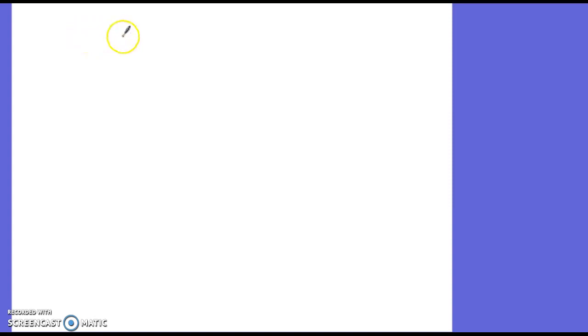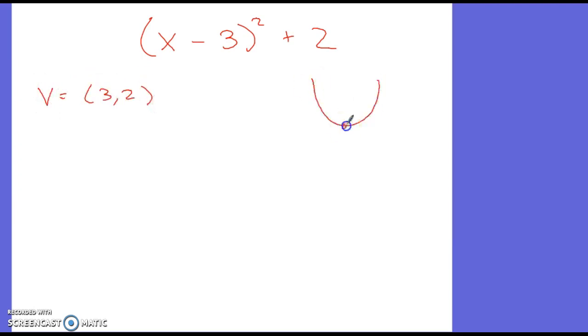So, if something's in vertex form, if I have x minus 3 squared plus 2, I can look at this right off the bat and say, the vertex is located at 3, 2. I know it's a parabola facing upward, so that point is 3, 2. And I know that because I know my transformation rules. This is going up 2, and this is going right 3.